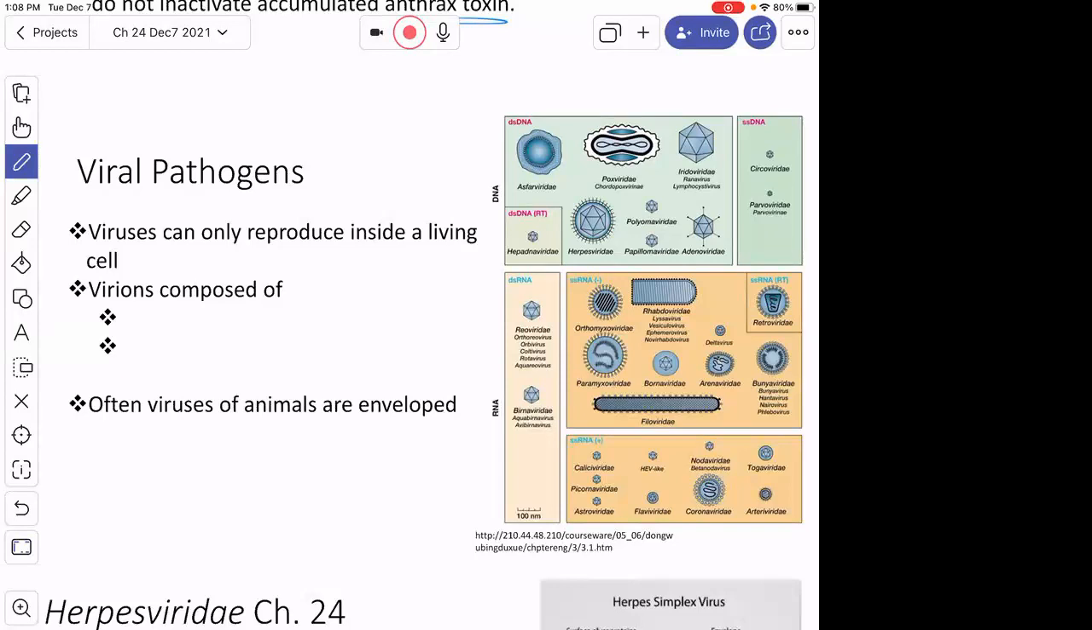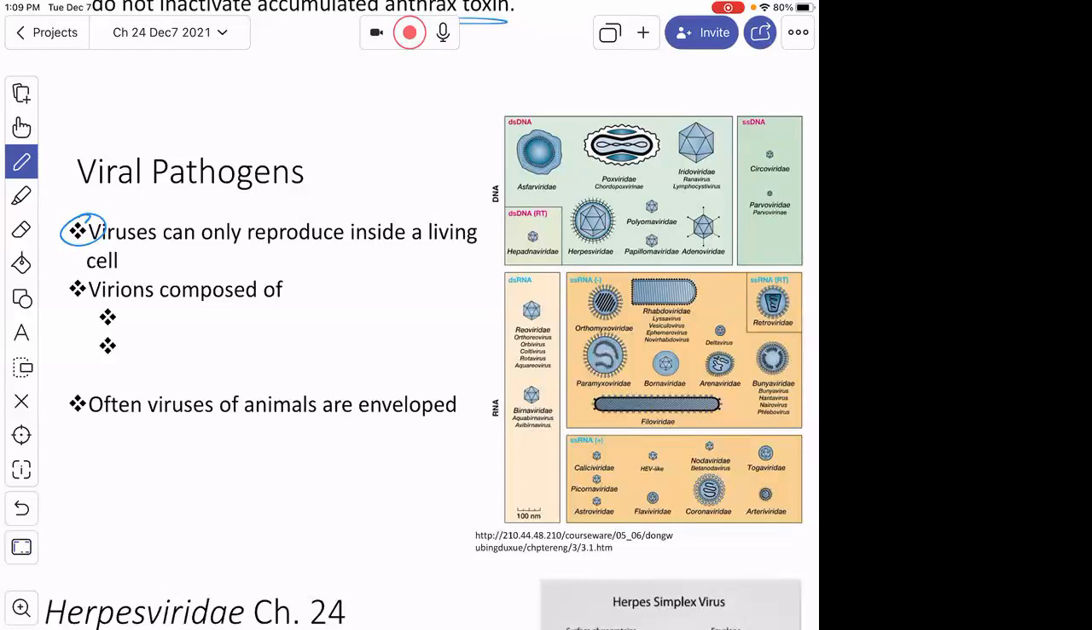Just to review a minute about viruses in general. We talked about viruses quite a bit in relation to our immunology chapter. Remember that viruses can only reproduce inside a living cell. So on your last exam, there was a question that was a little bit of a curveball. It had to do with our outer layer of skin being dead. Remember, viruses need a live cell in order to infect.